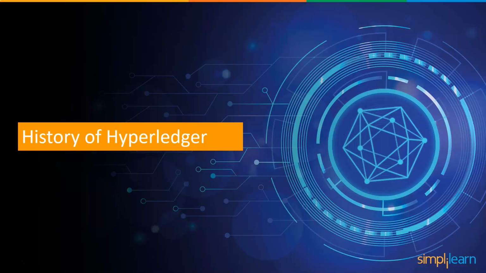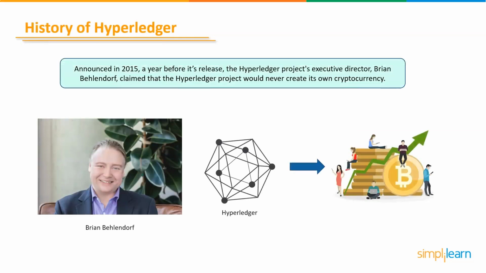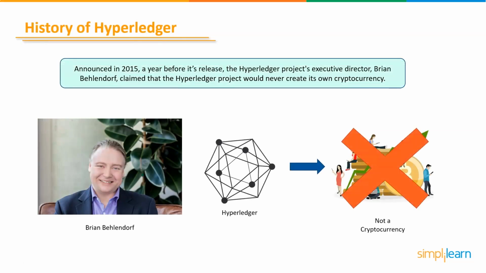Well, that makes me wonder how Hyperledger came into existence. Let's dive down and explore the history of Hyperledger. The Hyperledger project was announced by the Linux Foundation in 2015, a year before it was released. The Hyperledger project's executive director, Brian Behlendorf, also claimed that the Hyperledger project would never create its own cryptocurrency.